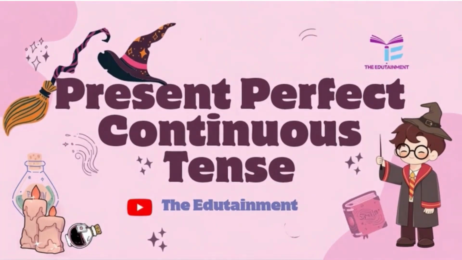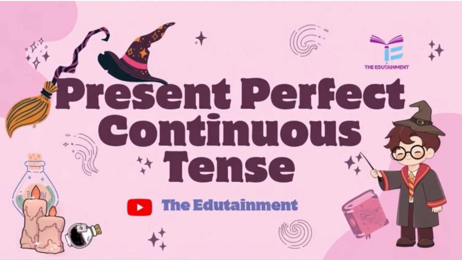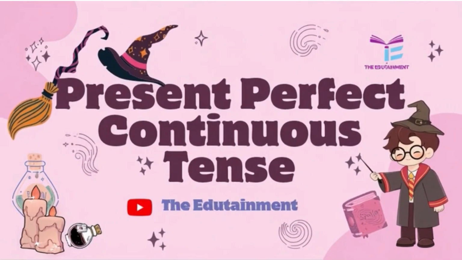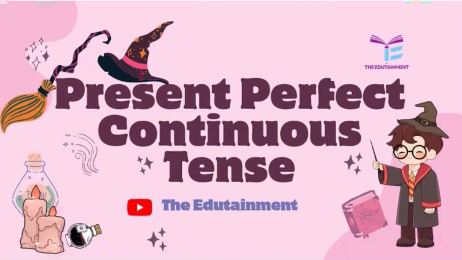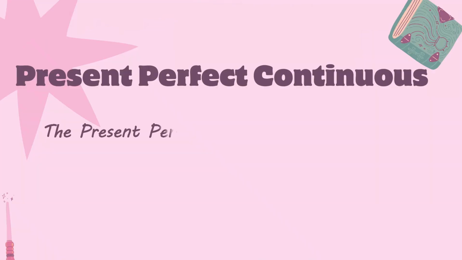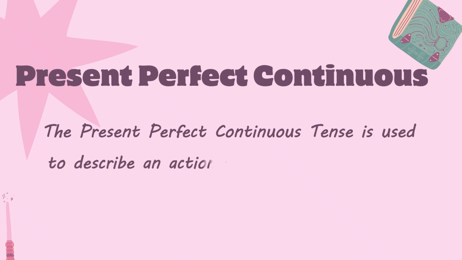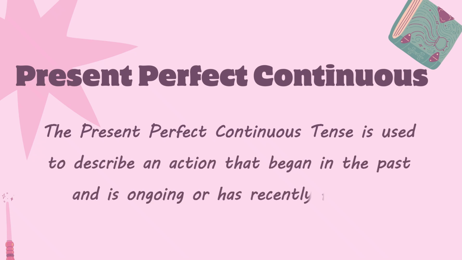Today, we are going to learn present perfect continuous tense. The present perfect continuous tense is used to describe an action that began in the past and is ongoing or has recently finished.